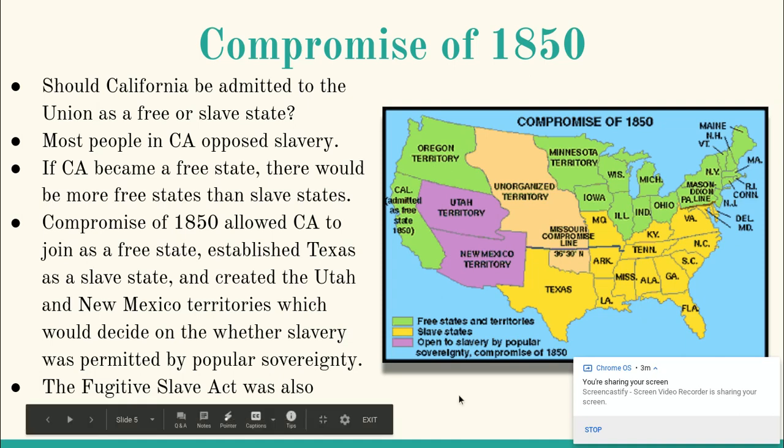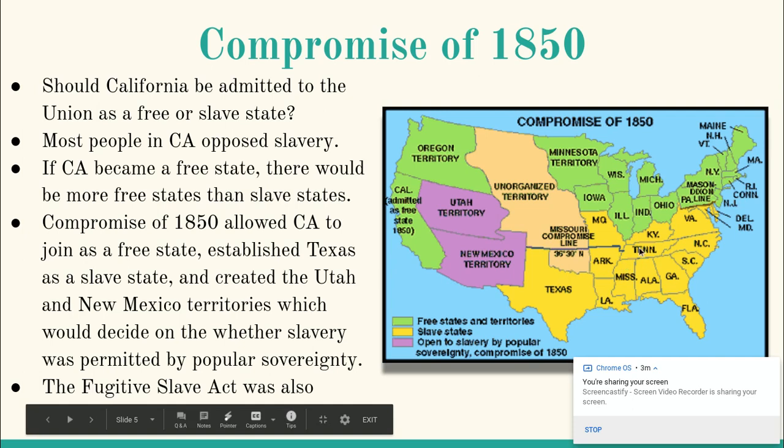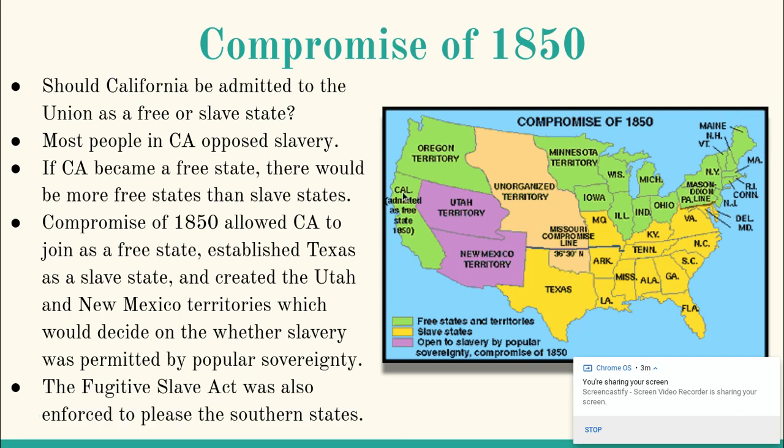All right, let's now talk about the Compromise of 1850. This is another cause of the Civil War. So if you remember, during the California Gold Rush, people from the eastern side of the United States were rushing to California. They wanted to find gold. So California, the population of California, increased dramatically and really, really quickly. So the question came up, should California be admitted to the Union? And when I say Union, I mean the United States, to the country. Should they be admitted to the Union as a free or a slave state?